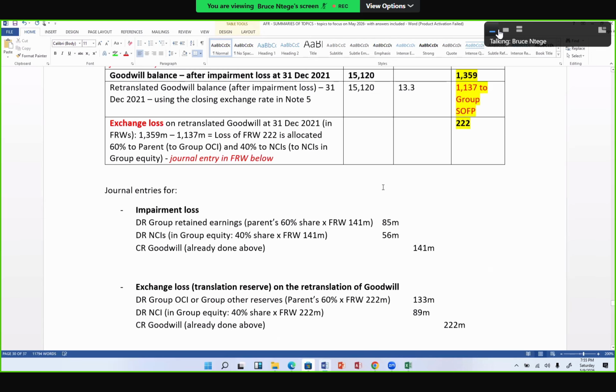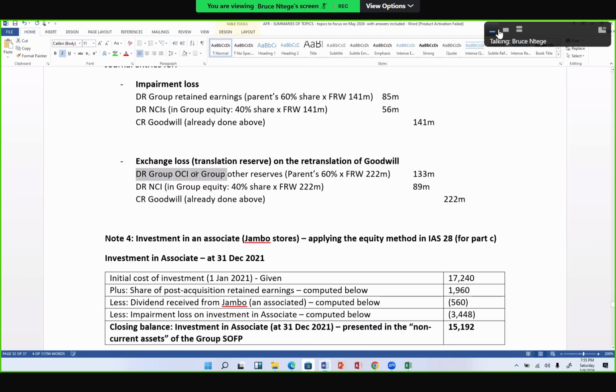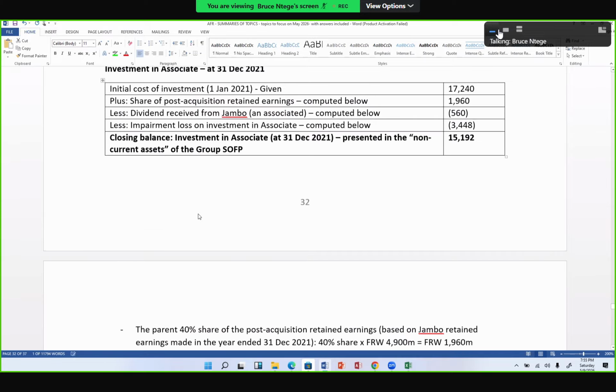Okay, here it is. Then we also had an exchange loss. So we had another journal posted on exchange loss where we said that this time around we are going to other reserves, not retained earnings. But the NCI for them, they will receive directly an 89. So I'm going to the line called other reserves in the group balance sheet. Our debit is a minus there. So I'll say minus 133. Then I'll go back to working for non-controlling interest. I'll say a minus 89, and this is the exchange loss on the retranslation of goodwill from working 1 above.